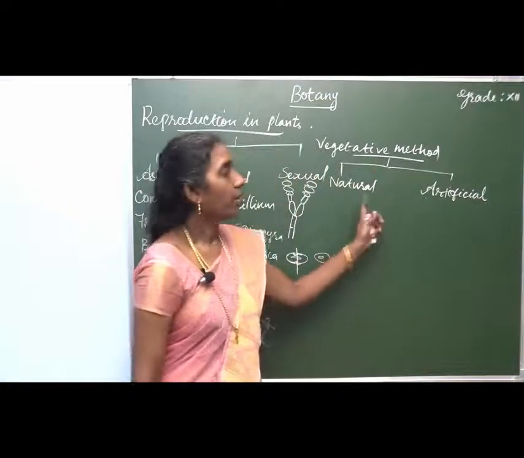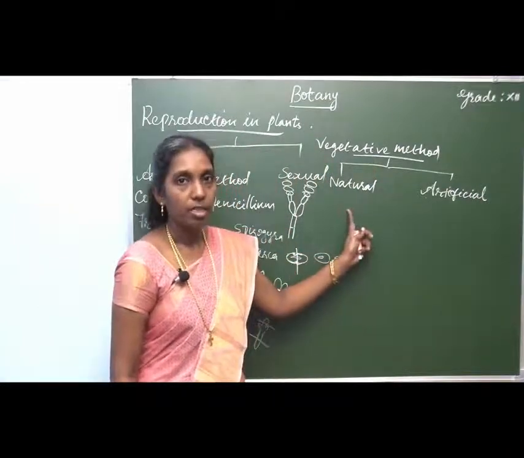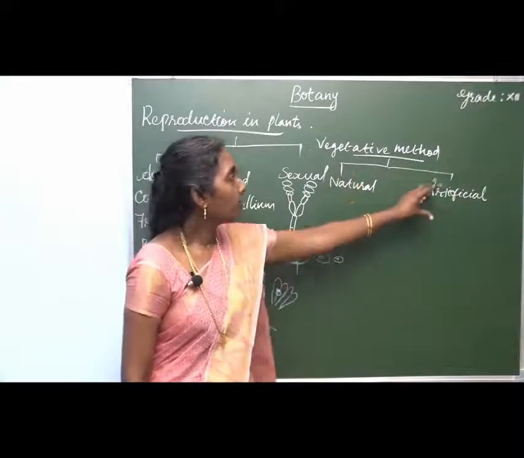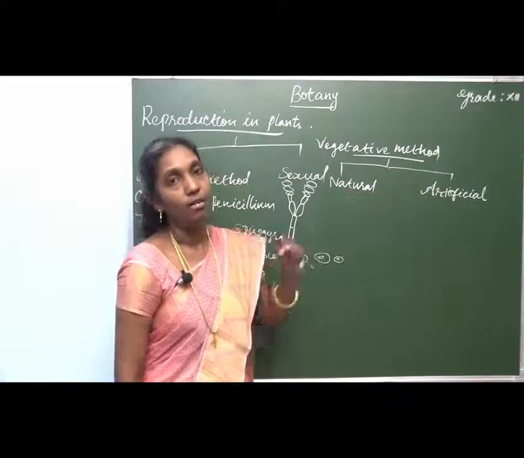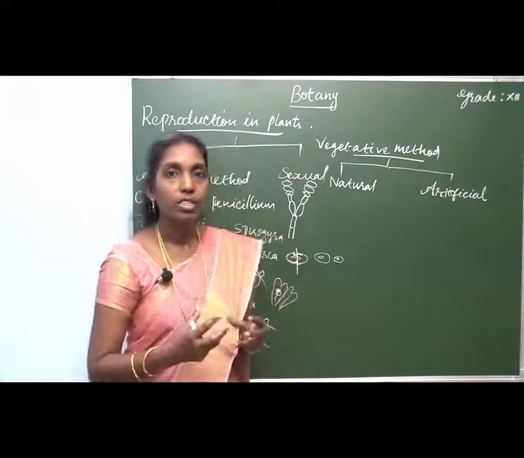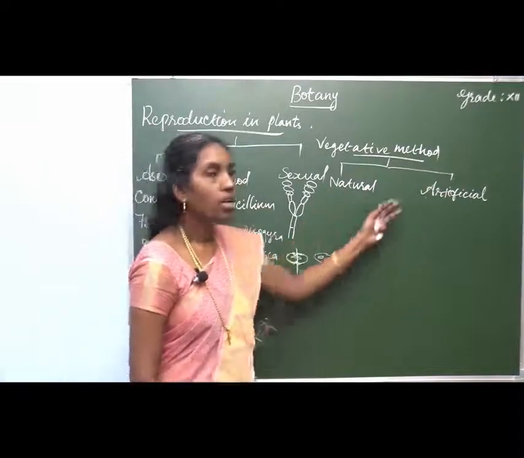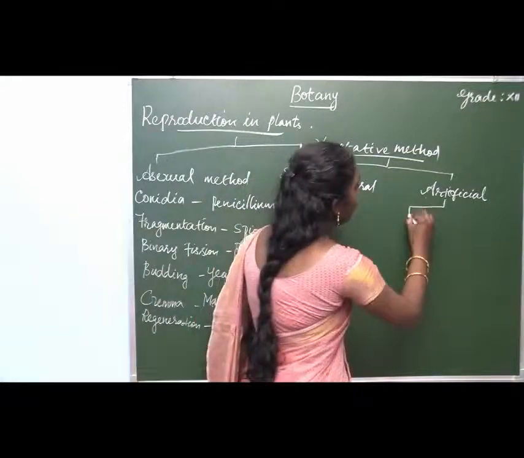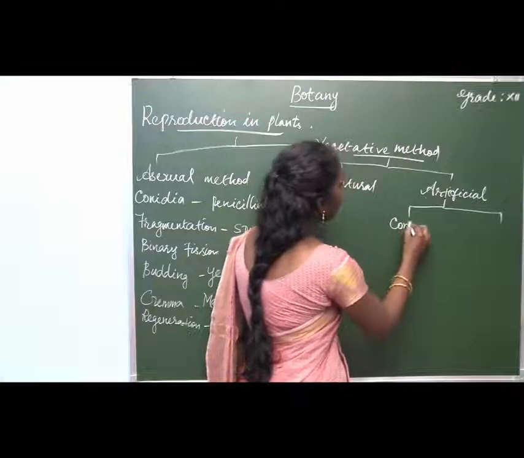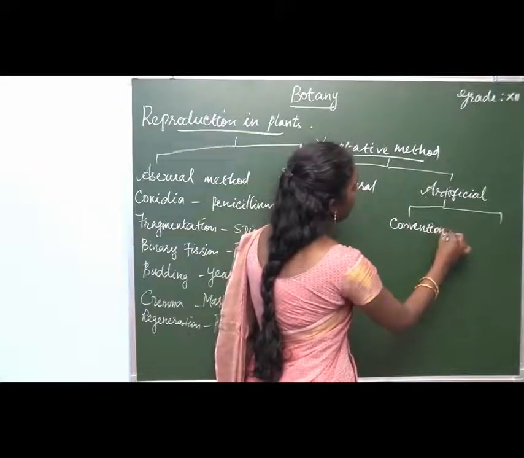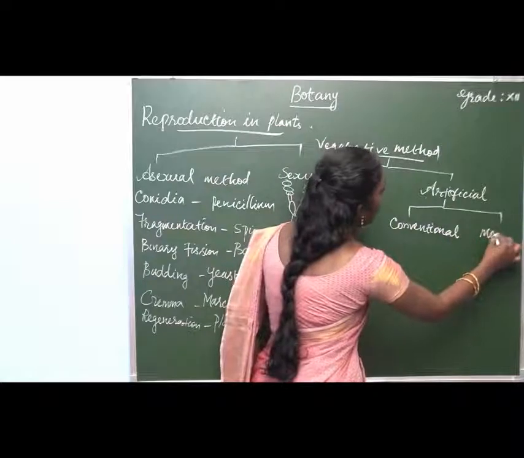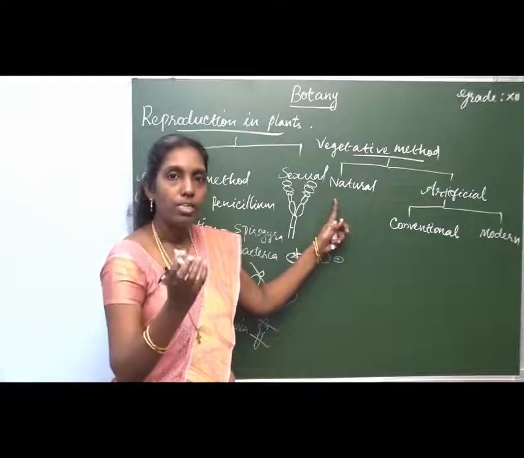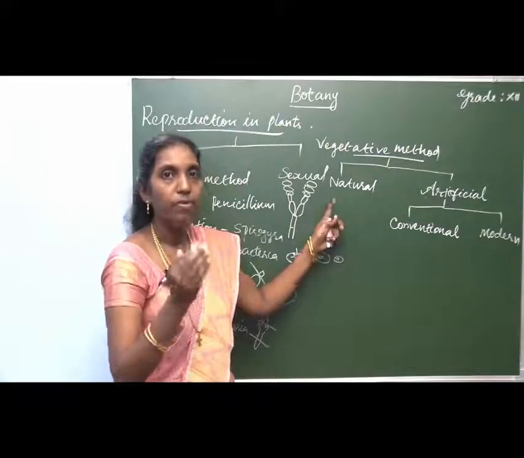There are different types: natural method of reproduction and artificial method of reproduction. In this method, vegetative buds are developed. Vegetative buds or adventitious buds are developed naturally or by artificial method. These are classified into two different types: conventional method and modern method. In the natural method, some adventitious buds or vegetative buds are developed from the plant parts.